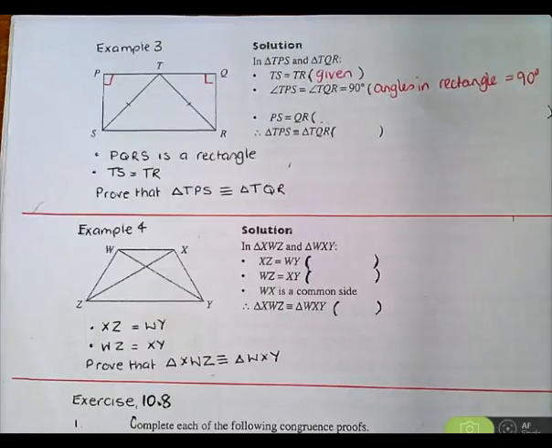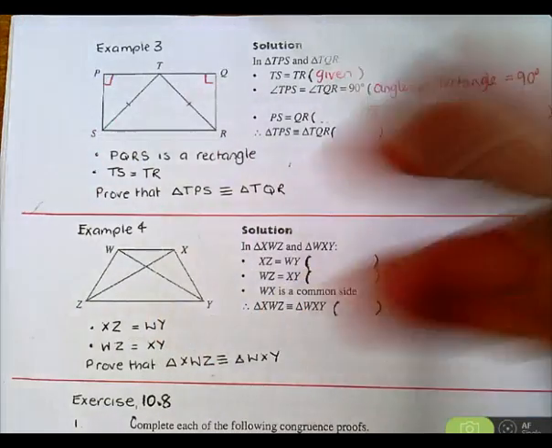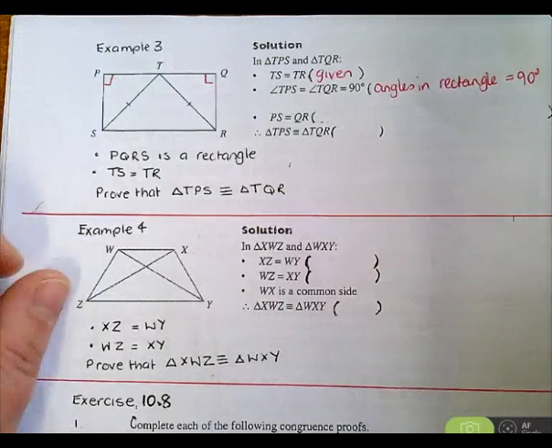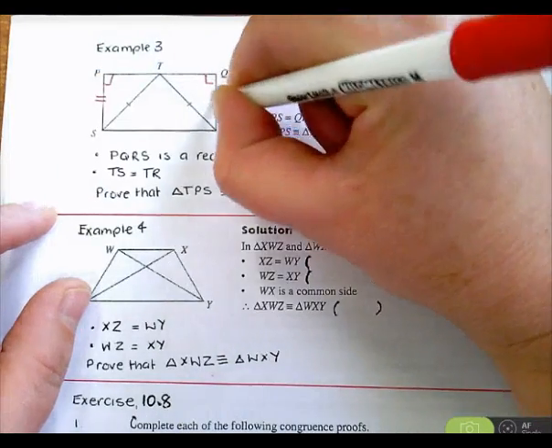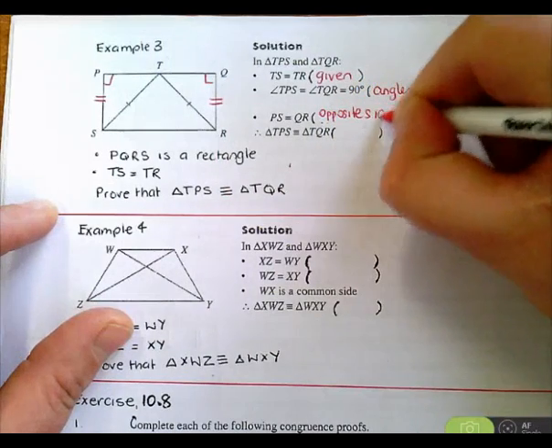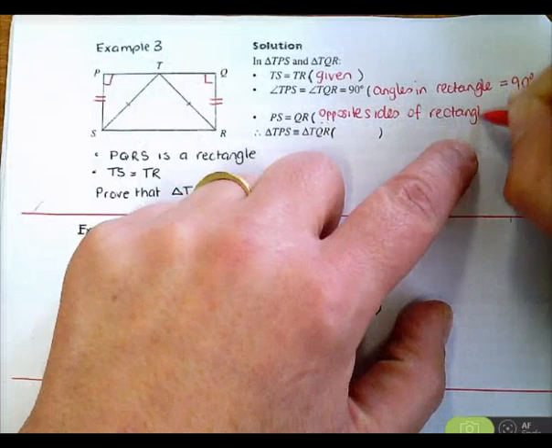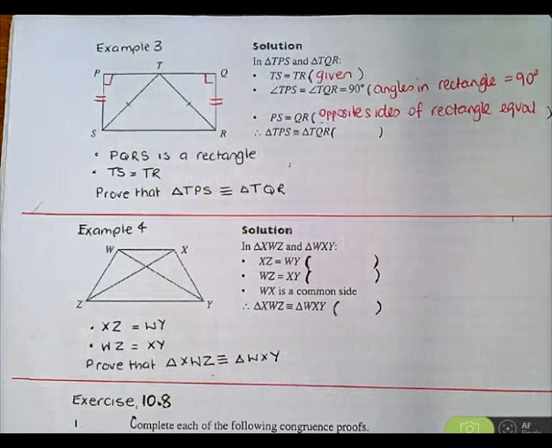We also know, with this last one, that PS equals QR. It's not given. Why am I saying that PS equals QR? So let's put the double dashes. Opposite sides of a rectangle are equal. You don't have to say equal in length; I think we know they're equal in length.